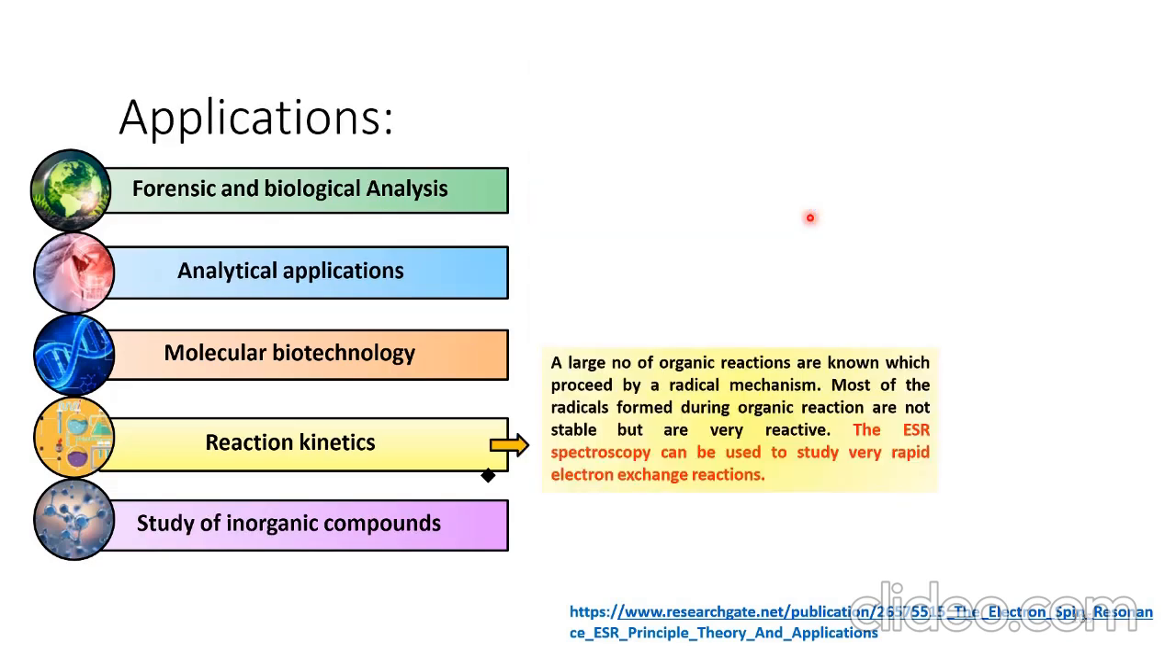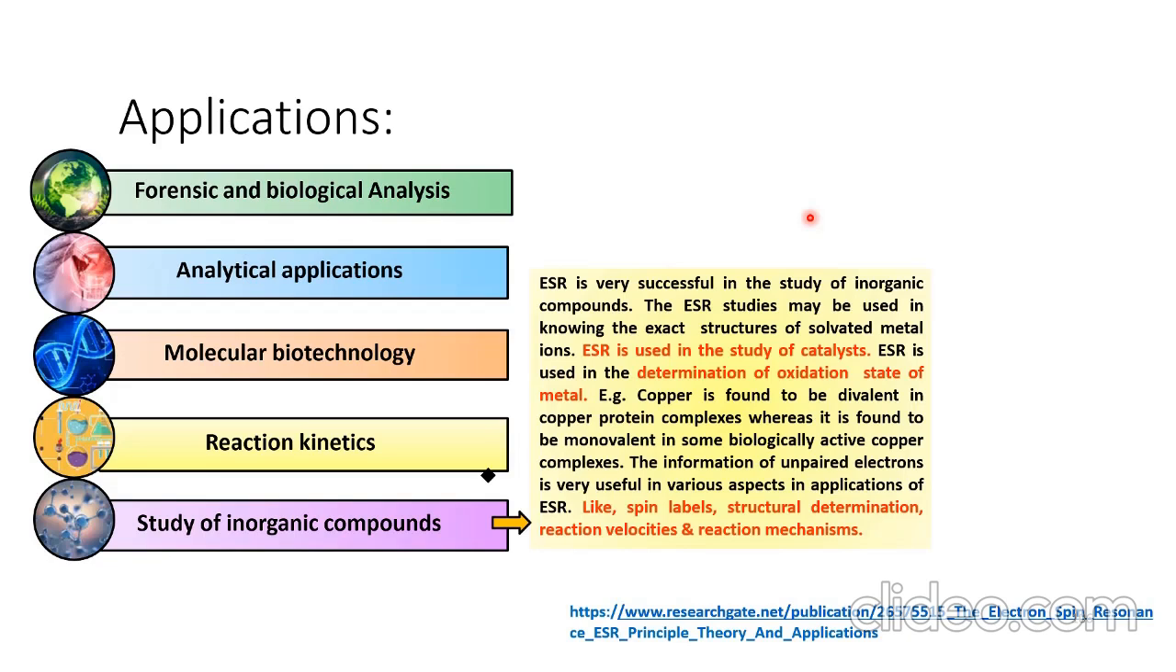Then the reaction kinetics. A large number of organic reactions are known which can proceed by a radical mechanism. Most of the radicals formed during organic reactions are not stable but are very reactive. So ESR can be used to study very rapid electron exchange reactions also. Then the study of inorganic compounds. ESR is very successful in the study of inorganic compounds.